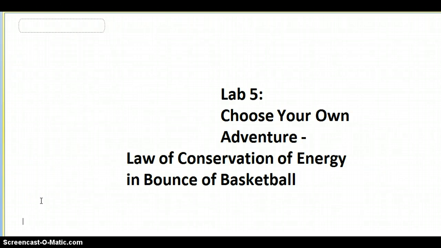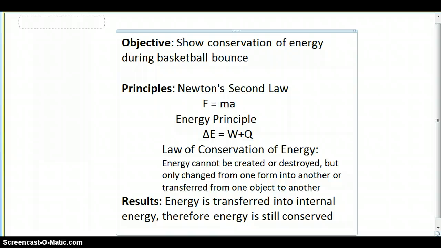This is Lab 5, Choose Your Own Adventure. The Law of Conservation of Energy in the Bounce of a Basketball. My objective was to show the conservation of energy in the bounce of a basketball.